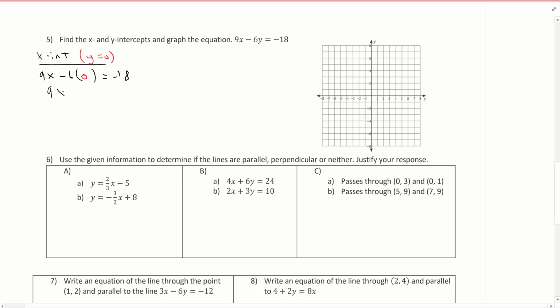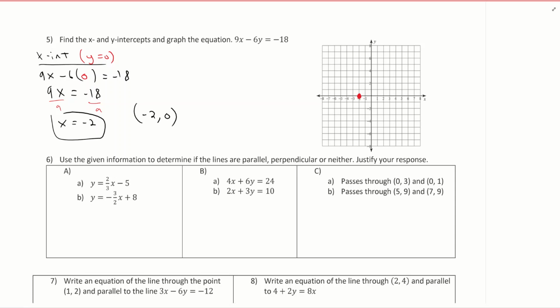This is going to give us 9x equals negative 18. And we're going to solve for x. We're going to divide both sides by 9. And we're going to get x equals negative 2. Right? So we have a point. x is negative 2. y is 0. And that's this point right over here on the graph. Right? So just put that point on there.